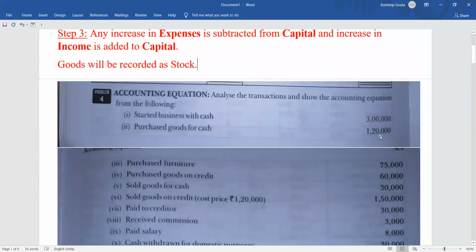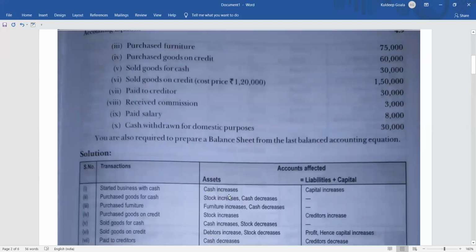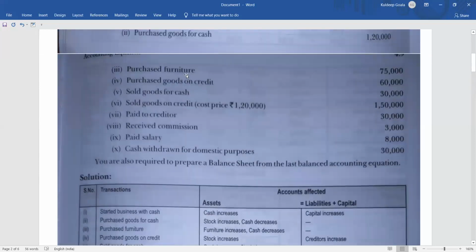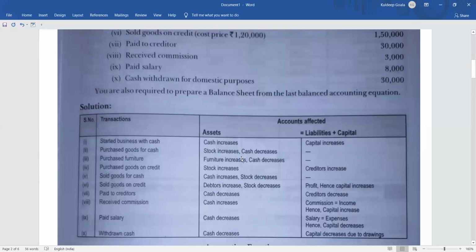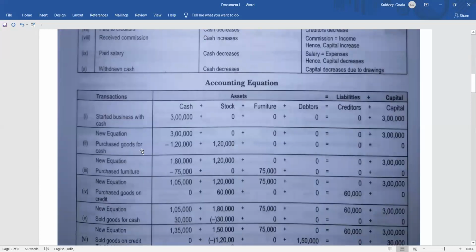Purchase goods for cash 1,20,000. We are purchasing goods for cash. So what is coming? Goods. So stock will increase, isn't it? Stock will increase. And again, what is happening? Purchasing goods means cash will decrease. So what will you write? Purchase goods for cash. First, you have to deduct from cash because money is going out. So minus 1,20,000 from the cash. And again, stock is coming, that is, goods are coming. So add in the stock.